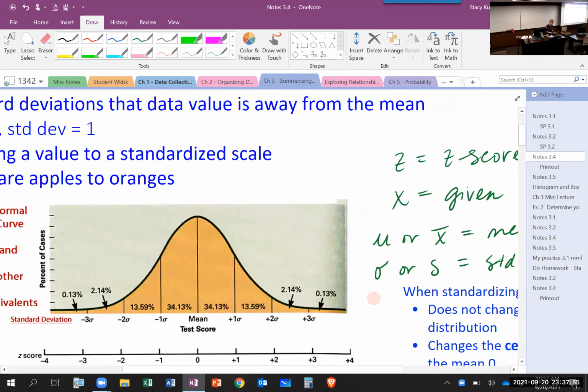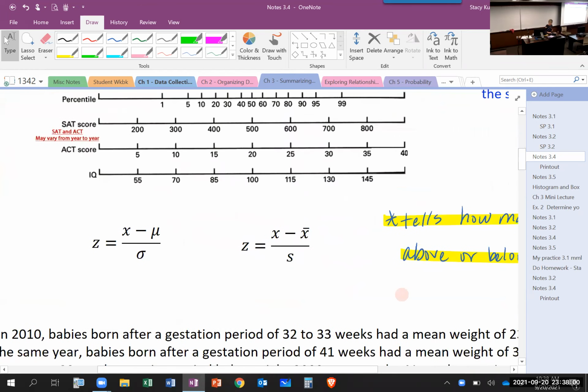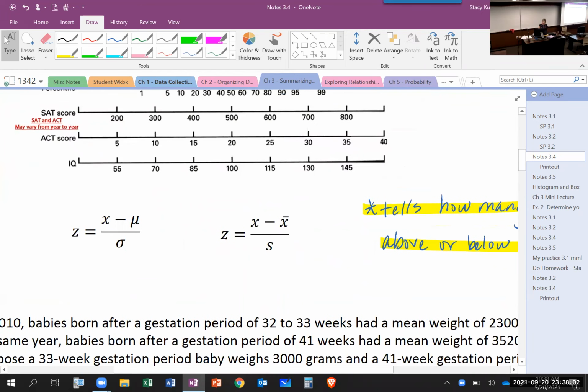So I'm going to move down here. This is what I want to make sure that you put on your notes paper right there. And what we're saying is we can only use our Z-scores on a normal distribution. So the data type has to be a normal distribution.